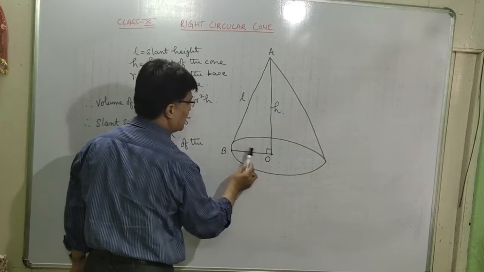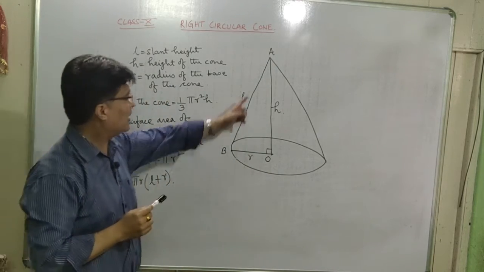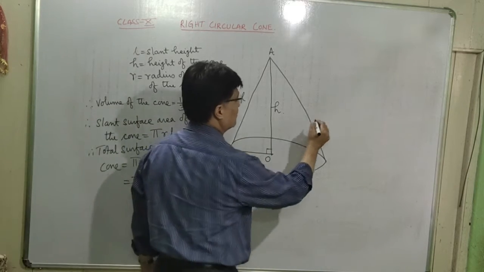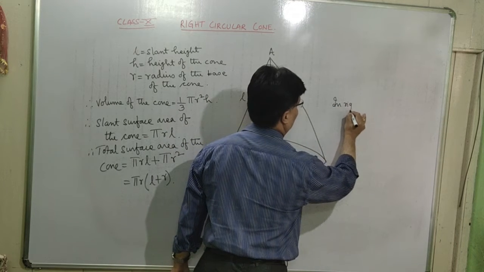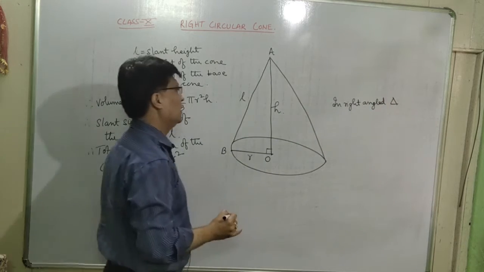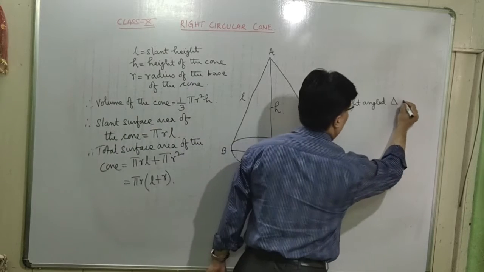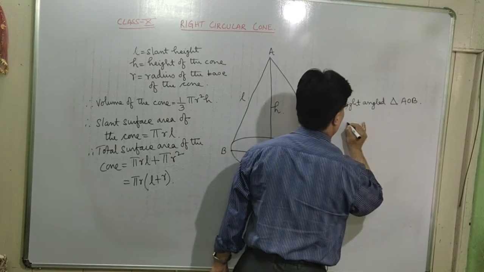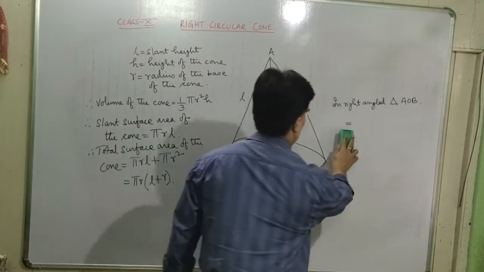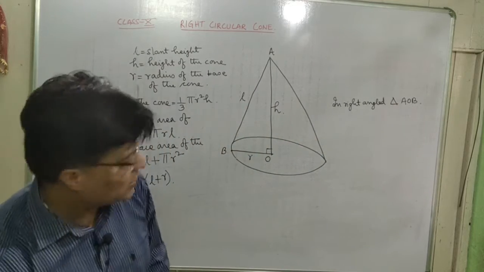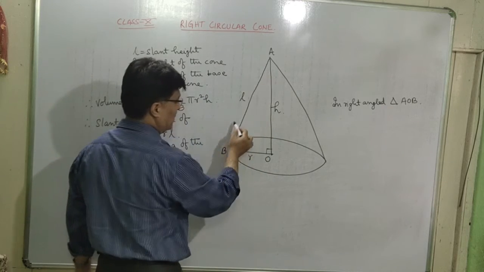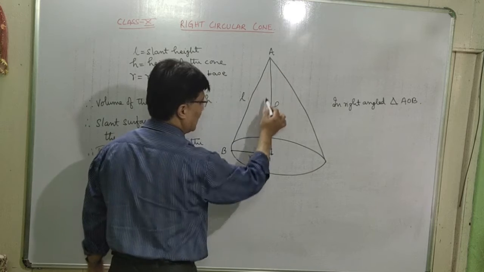You know that this AOB is a right angle triangle. Here AOB is what kind of triangle? Right angle triangle. And you know Pythagoras theorem, isn't it? So in right angle triangle AOB, you know Pythagoras theorem. This AB is the hypotenuse, OB is the base, and AO is the perpendicular.